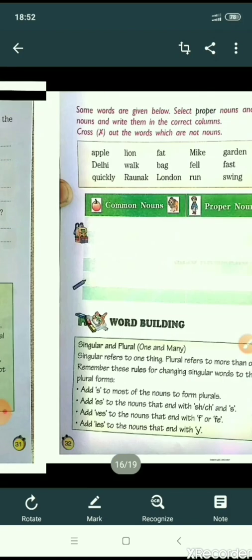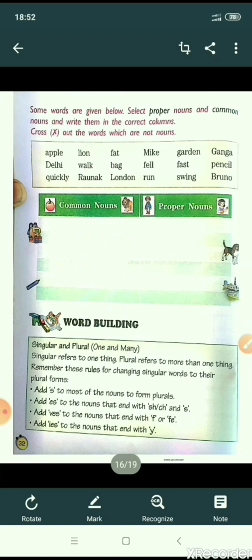Now, next part of the exercise. Some words are given below. Select proper nouns and common nouns and write them in the correct columns. Cross out the words which are not nouns. Now, children, what we have to do in this exercise, we have to sort out which are proper nouns and which are common nouns, and we have to write them under the columns given below. And we also have to cross out the words which are not nouns, which are not naming words.